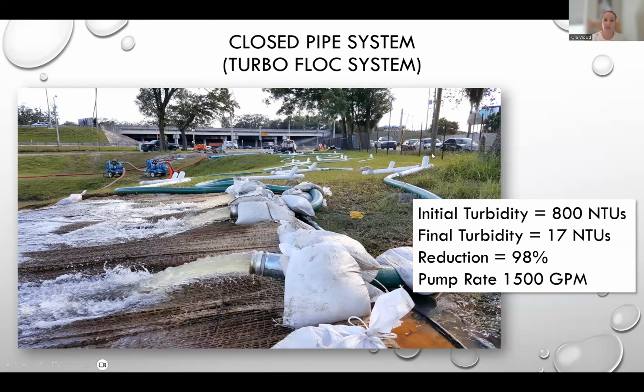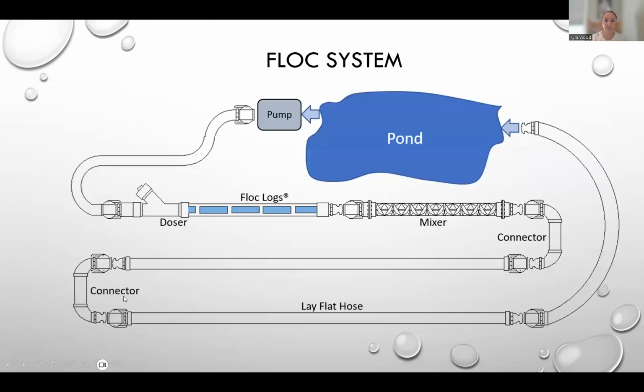So here, each one of these Y cleanouts down these hoses has a flock log in it. And so the way they get up to dosage is they put multiple flock logs along that hose, and then they're capturing the flocculated particulate at the end of this on that jute matting.